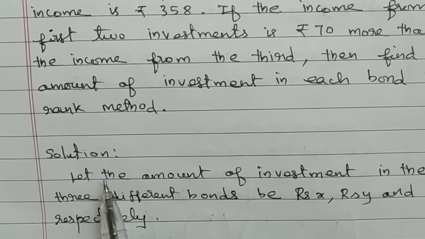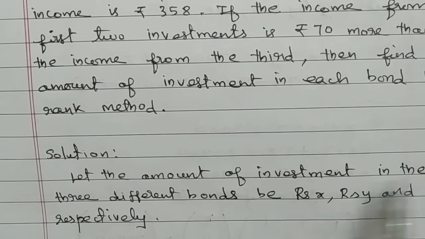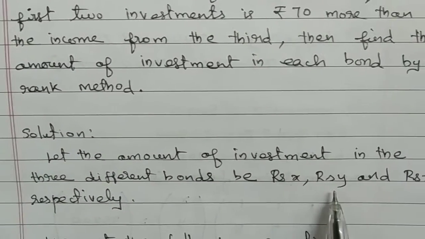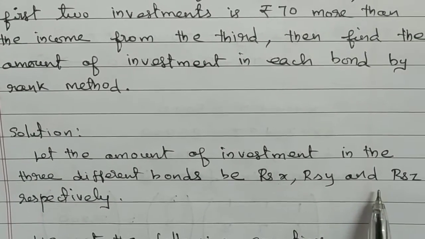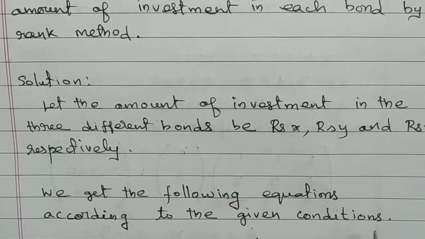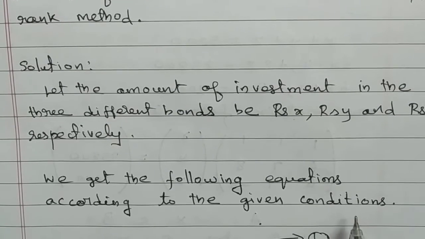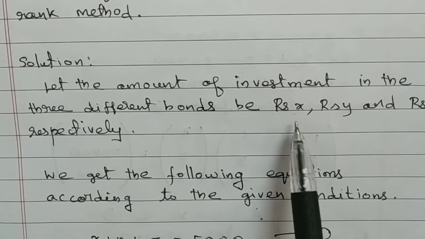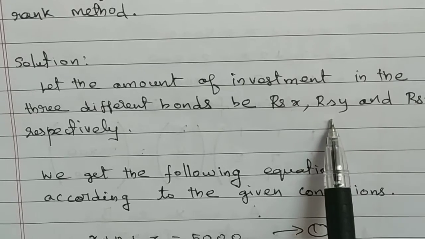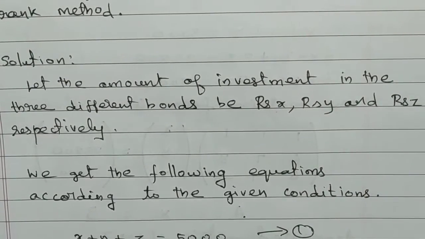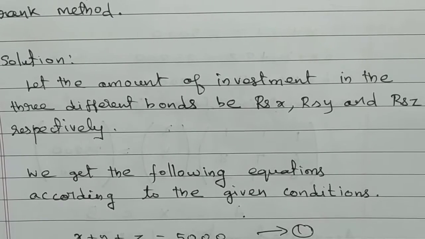So, solution. Let the amounts of investment in the three different bonds be rupees x, rupees y and rupees z respectively. We get the following equations according to the given conditions. What is the first condition given? The amount of rupees 5000 is to be deposited in three different bonds, which we take as rupees x, rupees y and rupees z. So the sum of these three equals 5000, so x plus y plus z equals 5000.